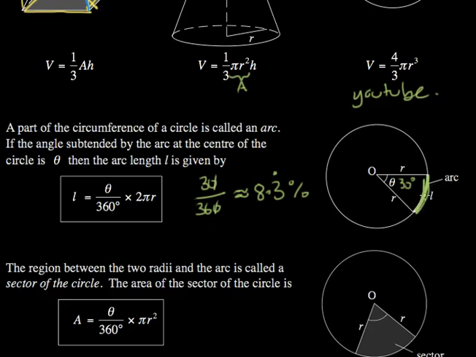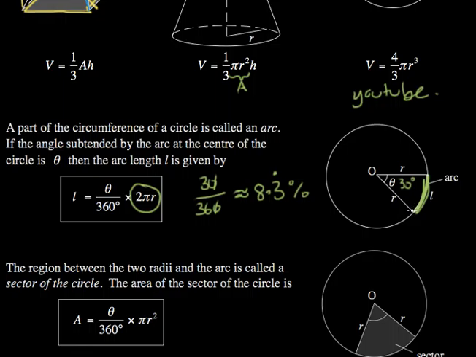And then to find this length L, you have to do the total circumference, which is 2 pi r, and then multiply it by the fraction, which is theta out of 360. And then that would tell you the length of the line.